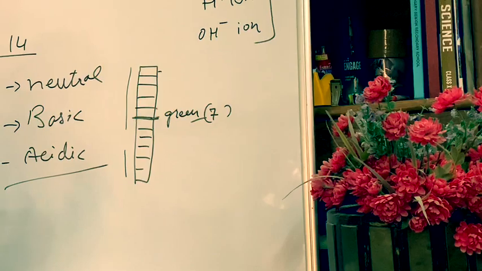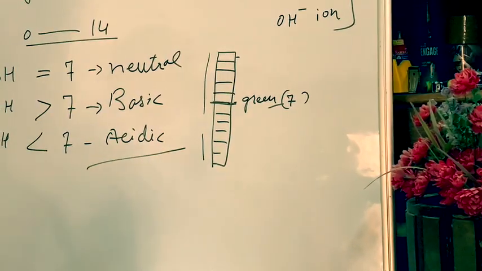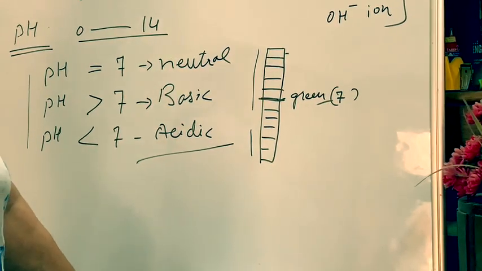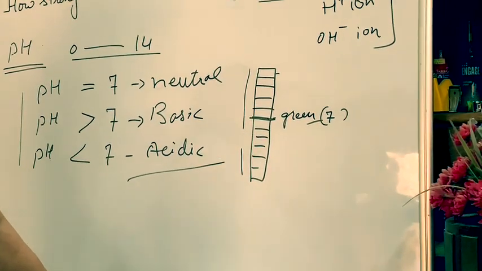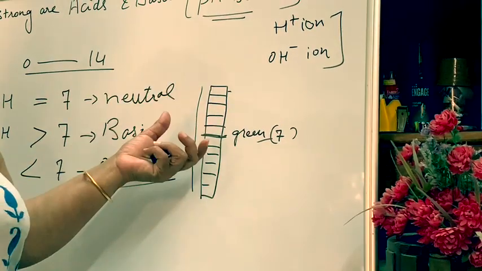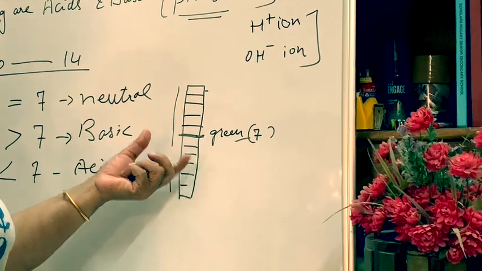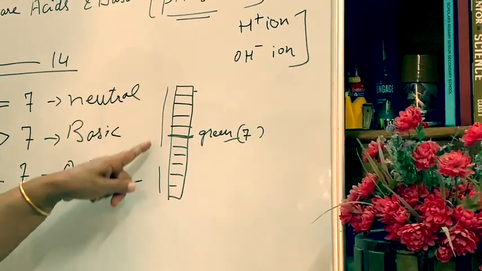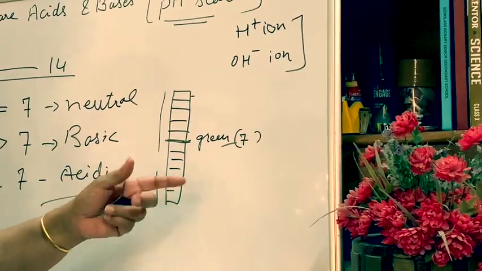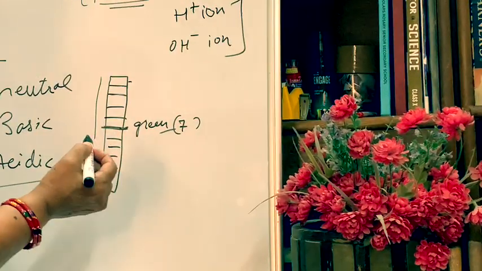that is neutral. Actually this pH paper is made up of a combination of many universal indicators. We mix many indicators, and in that we dip a paper and it is neutral in color. So when we dip this pH paper in any solution it changes color, and we match the color with this colored strip.